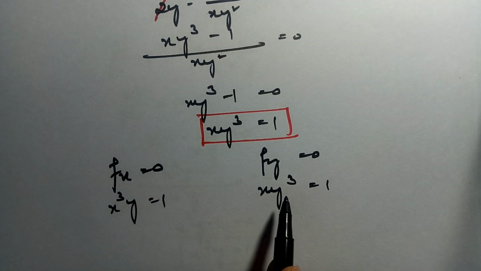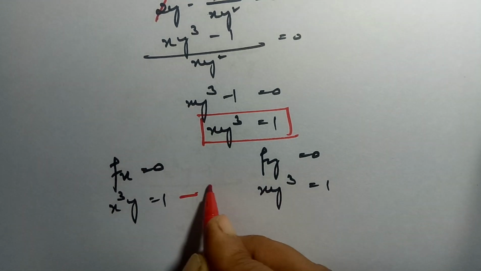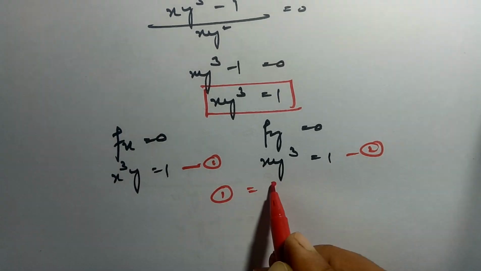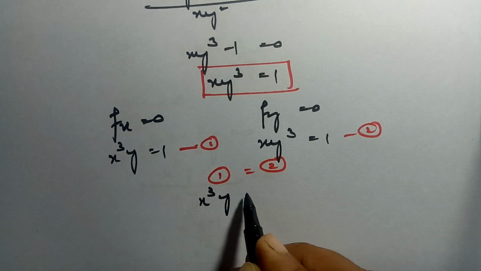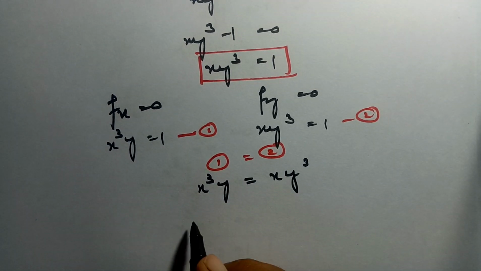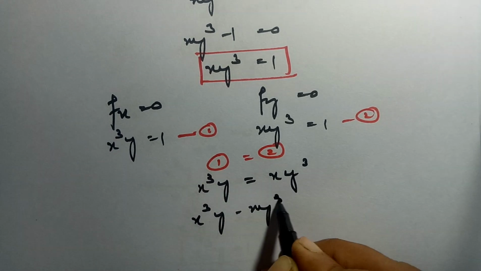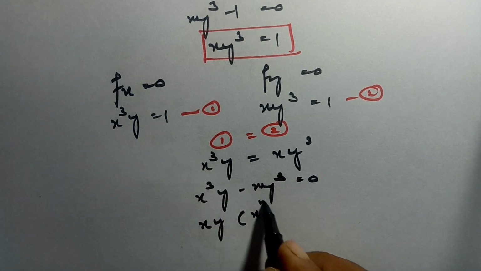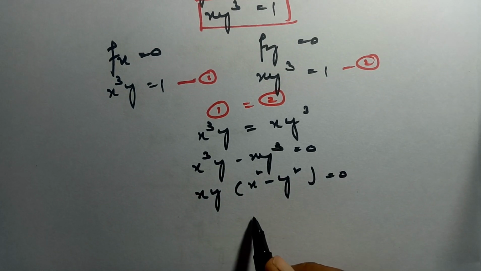So let us consider that this is 1 and this is 2. If I equate these two equations, what will happen? x cube y is equal to xy cube. So this will be x cube y minus xy cube is equal to 0. If I take xy as common, then it will be x square y square is equal to 0.